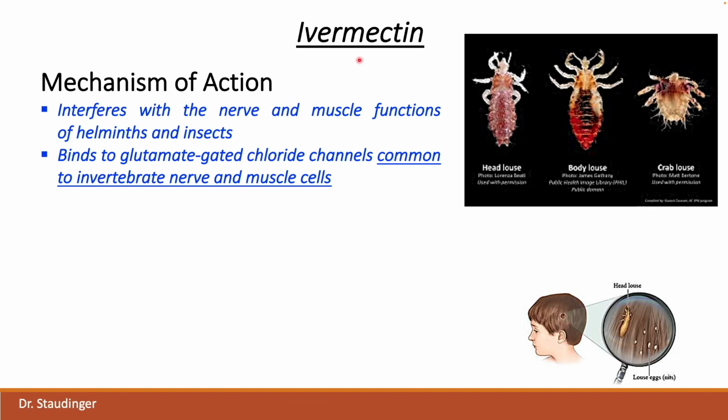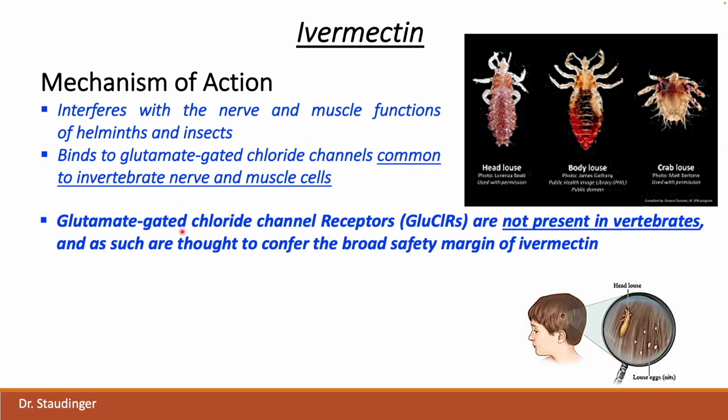More broadly speaking, ivermectin's mechanism of action is that it interferes with the nerve and muscle functions of helminths and insects. It does so by binding to glutamate-gated chloride channels common to invertebrate nerve and muscle cells. It turns out glutamate-gated chloride channel receptors are not present in vertebrates, and as such are thought to confer the broad safety margin of ivermectin.